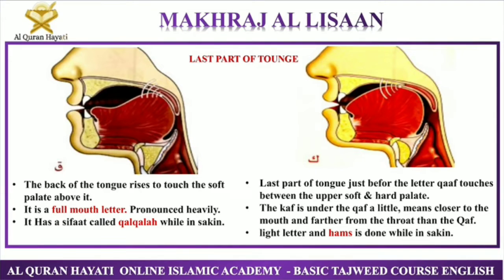From this image you will see again qaf, the articulation point of qaf is here. Everything which is in red is the soft palate, but kaf is here, all this part is aqsal lisan. But the qaf is a bit nearer to the throat area, and the letter kaf is not nearer to the throat area, it is nearer to the mouth area.